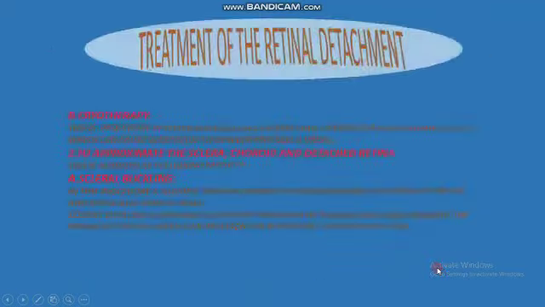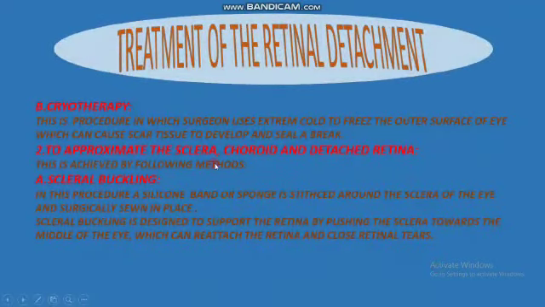Now another method to seal the break is cryotherapy. This is a procedure in which the surgeon uses extreme cold to freeze the outer surface of the eye, which can cause scar tissue to develop and seal a break, because extreme cold induces the inflammation which causes the scar formation and seals the break.